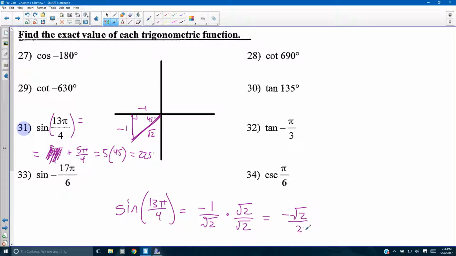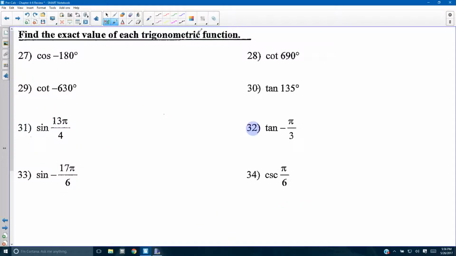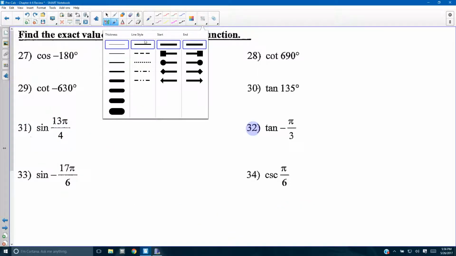We'll get negative root 2 over 2. There's your exact answer, the value of the trig function right there. Number 32, tangent of negative pi over 3.